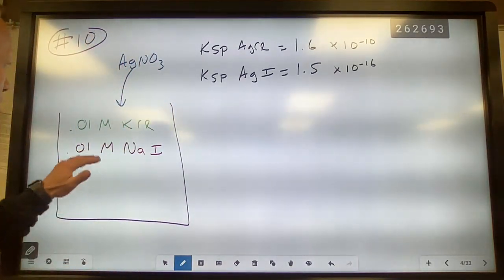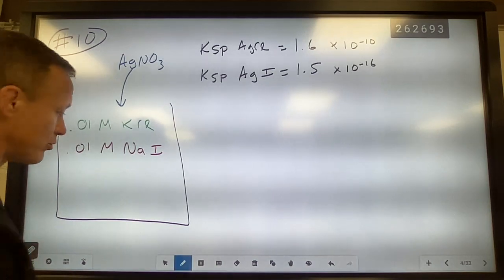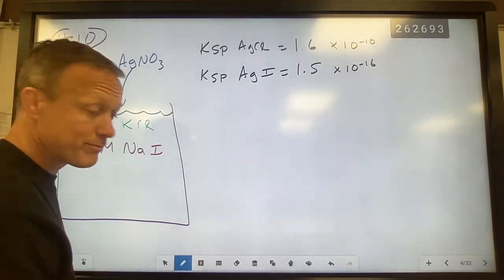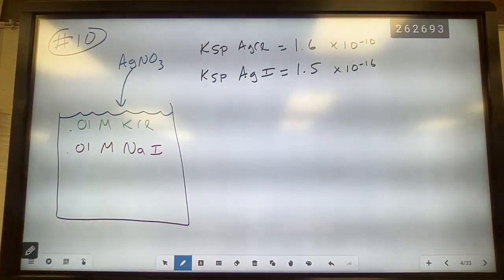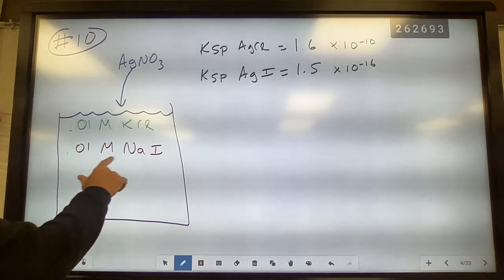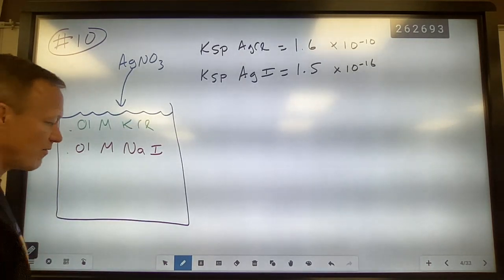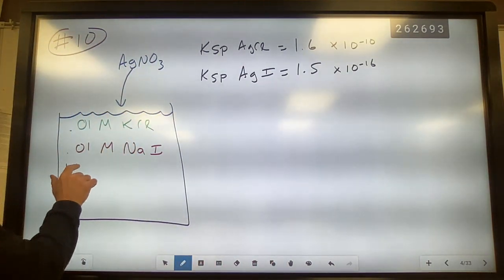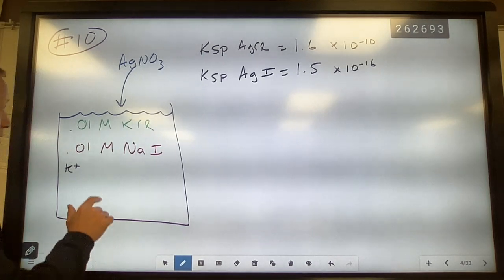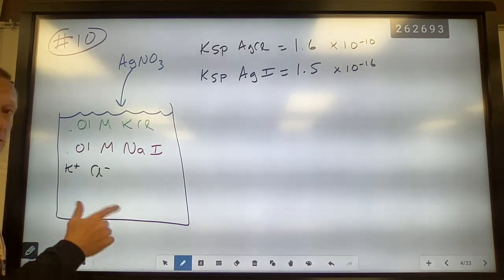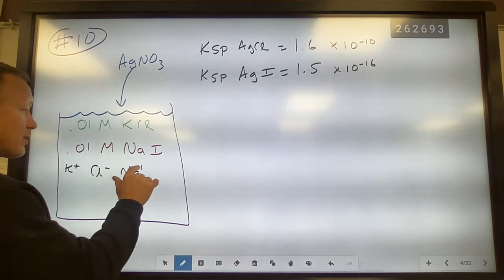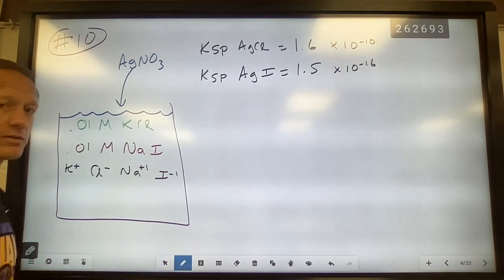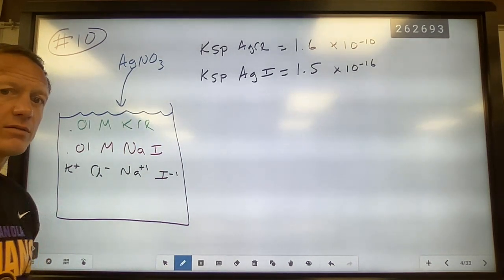So it's telling you you have a beaker or some kind of solution. That's water. The concentration of KCl in there is 0.01 molar, and concentration of sodium iodide in there is 0.01 molar as well. So if we think about what's actually in that beaker floating around, you would have potassium ions at 0.01 molar concentration, chlorine ions, same concentration, sodium ions, same concentration because these were the same, and some iodine ions. Those ions would all be floating around individually, and they're all the same concentration.